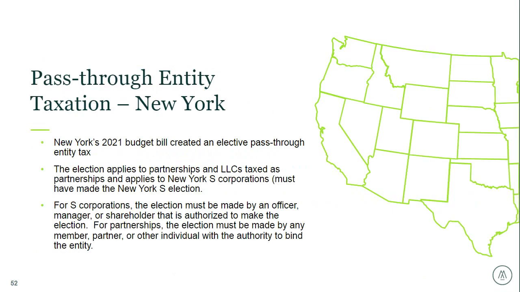And then finally with New York. New York's 2021 budget bill enacted this pass-through entity tax regime. It applies to partnerships, LLCs, and S corporations as long as the S corporation has made a New York-specific S election. New York and New Jersey are the two states in the country where, if you have a federal S corporation, that S corporation must make a state-specific election to New York or to New Jersey in order to be treated as an S corporation for state purposes. Again, for S corporations, it must be made by an officer that's authorized to make the election. Similar rules apply for partnerships and LLCs.